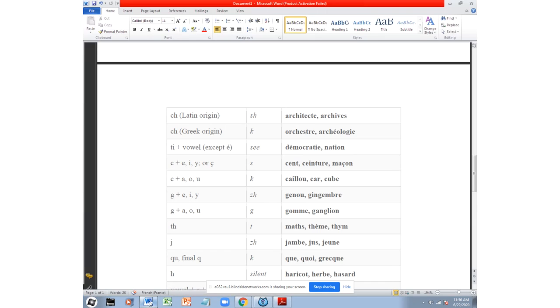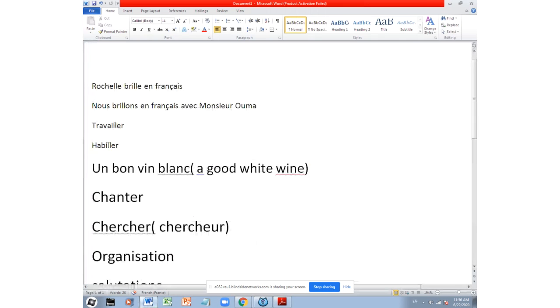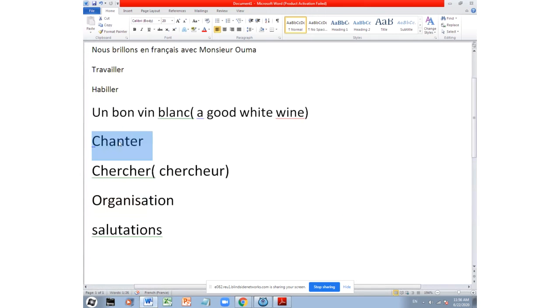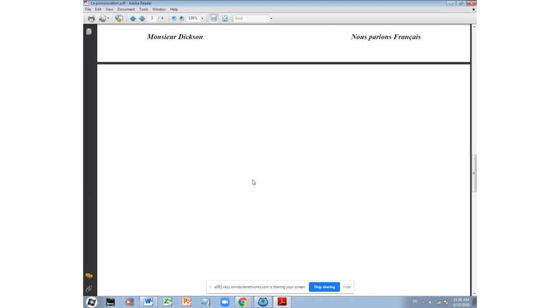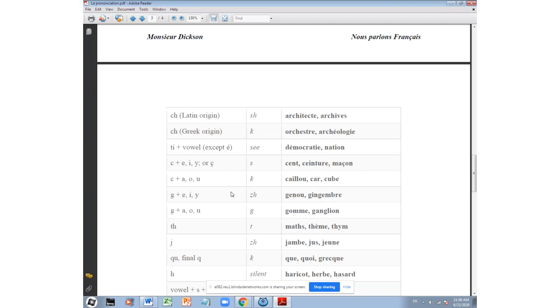So we have this word here. We say chanter, where AN is "on". We say chercher. Then we say chercheur. Okay? Note that: chanter and then chercher. Going back to the document kindly. So please, I want you to note these two words in French.